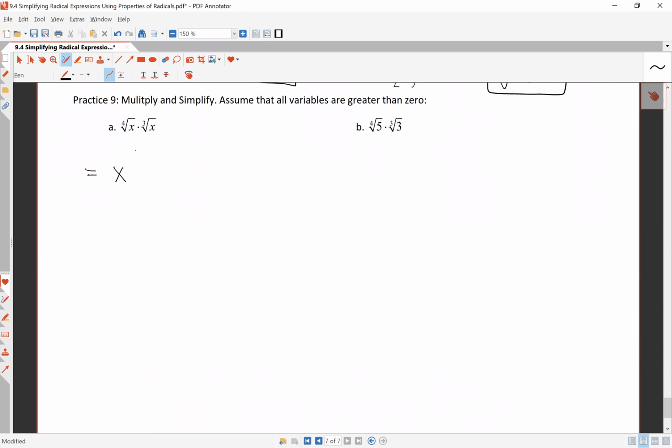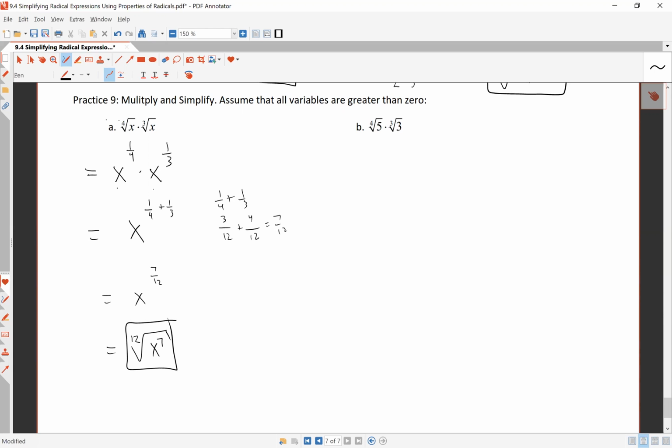To get these all under the same radical, we write them both as exponents, x to the 1/4, x to the 1/3. Because they're like bases, we can add their exponents. 1/4 plus 1/3 is 7/12. And so we rewrite that back as the 12th root of x to the 7th. Remember, if it starts as a radical, put it back as a radical in the end.